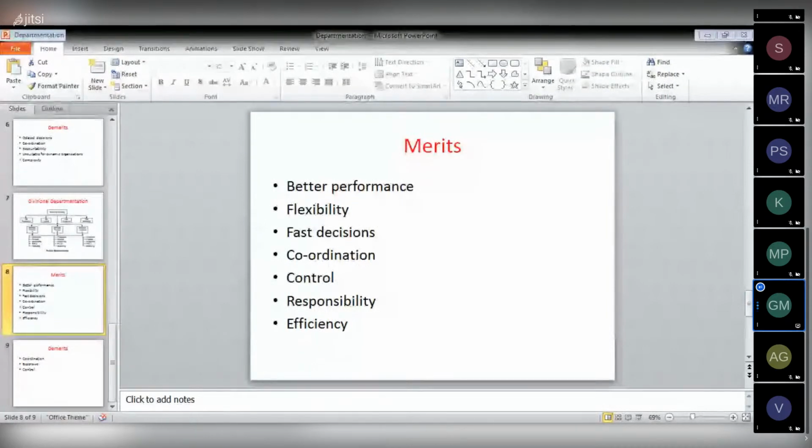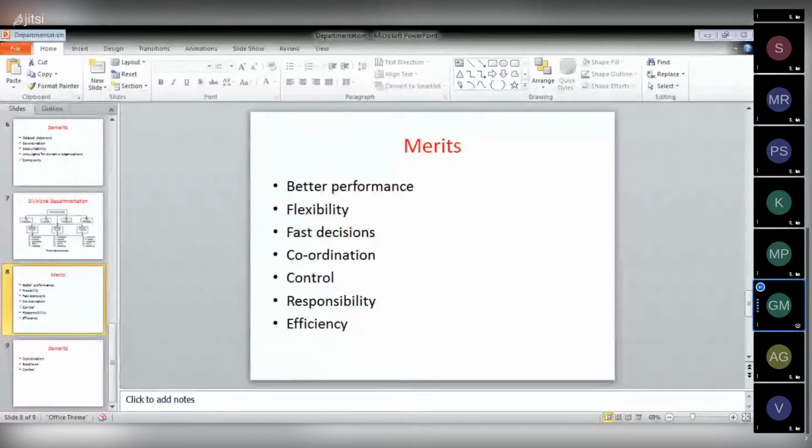And control, how is control a demerit? If every product division works as an autonomous unit and tries to maximize its own profits without linking them with organizational needs, then it will be very difficult for top management to control the overall organizational activities. That's why it is considered a demerit.